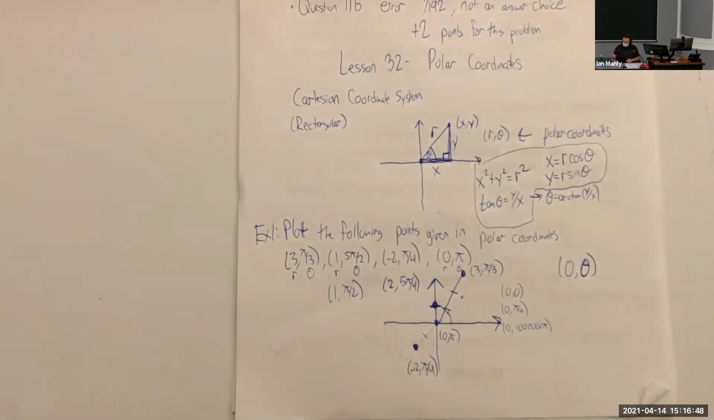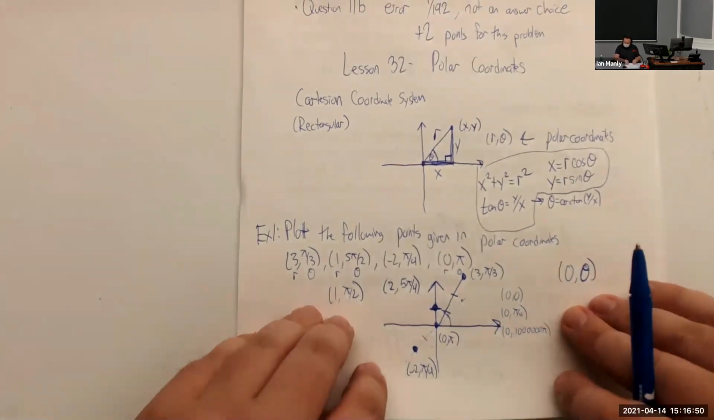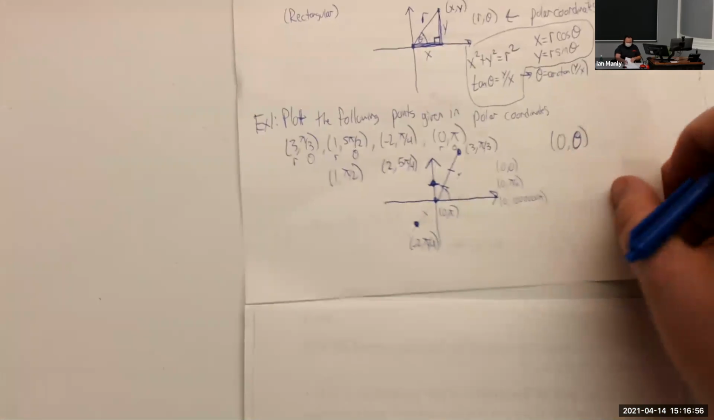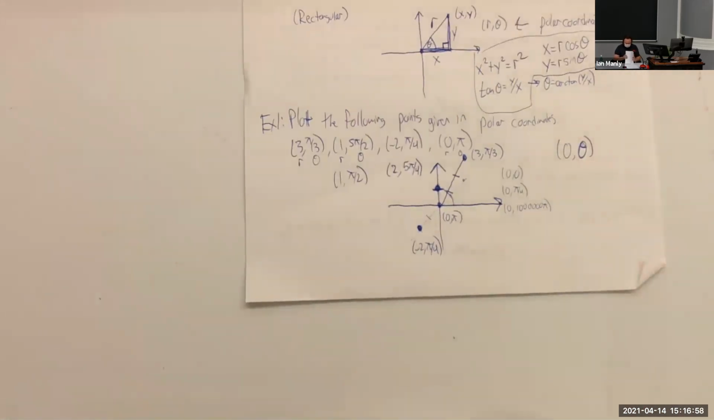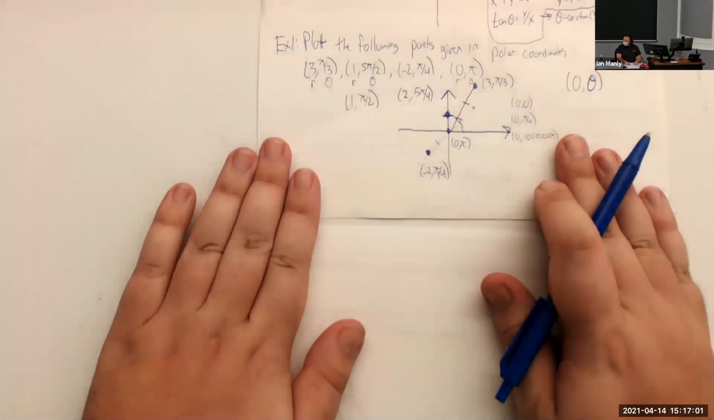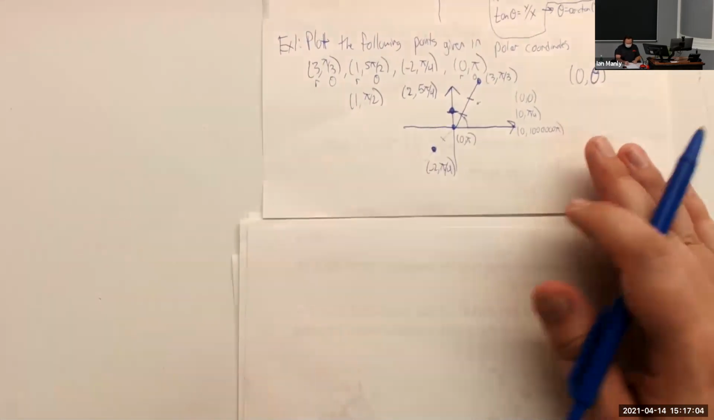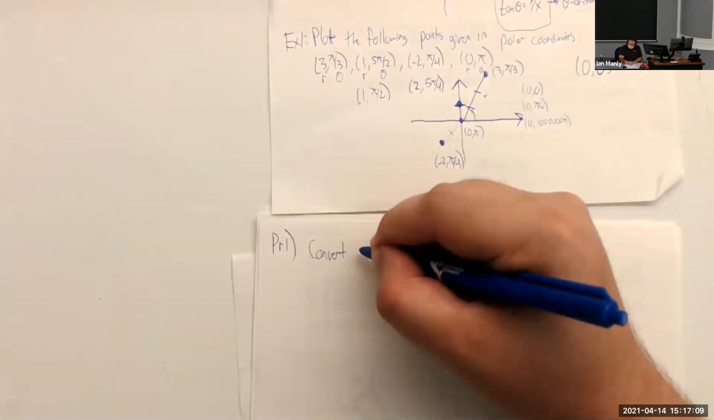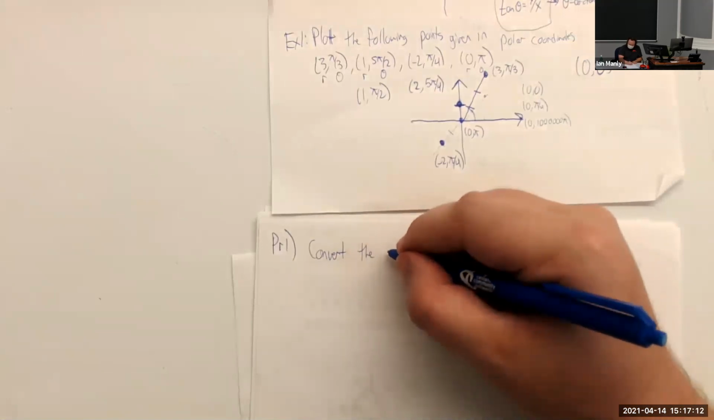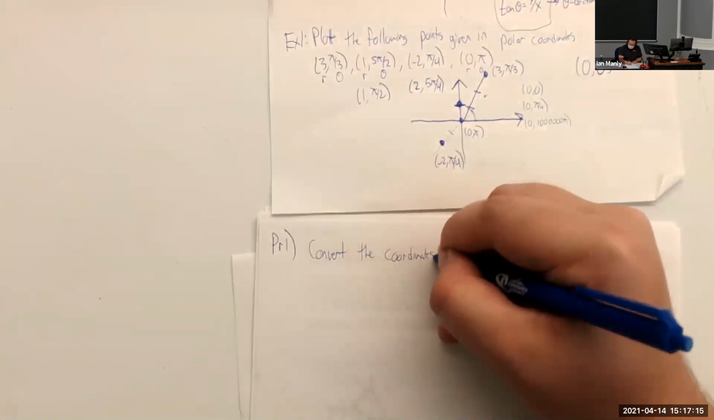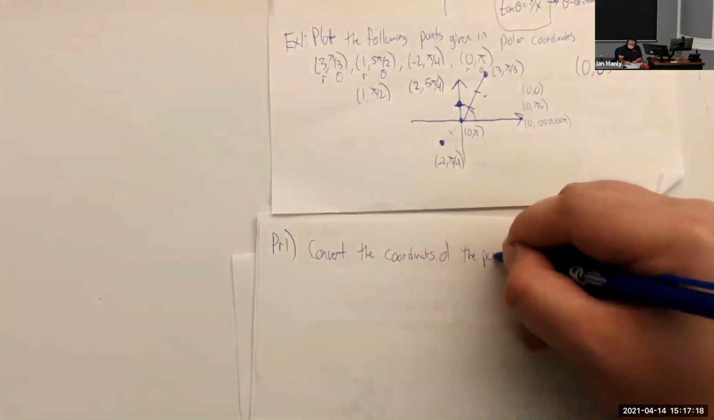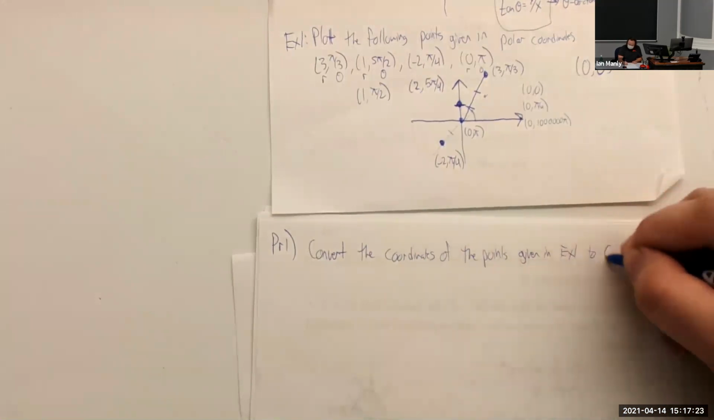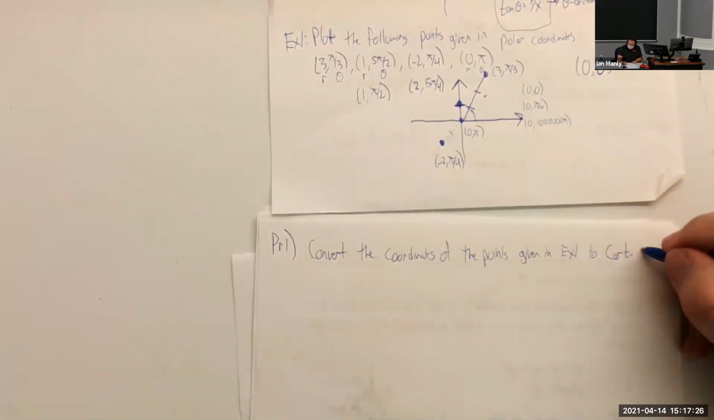All right, so that's plotting some polar coordinates. Now for practice, what I want you guys to do is take these 4 points that I just gave, and convert these into Cartesian coordinates. That's going to be a common thing we're going to need to do in Calculus 3. So practice 1: convert the coordinates of the points given in example 1 to Cartesian coordinates.